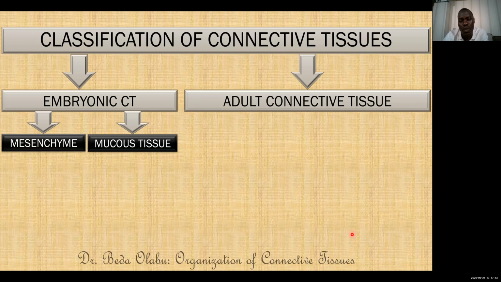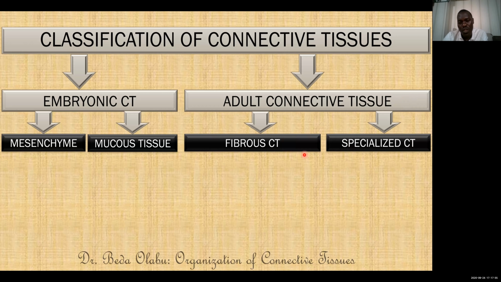If we come to adult connective tissues, we can classify adult connective tissues this way. We have what we call fibrous connective tissue and specialized connective tissue. You can call this category connective tissue with special properties. If you like shortcut, specialized connective tissue.